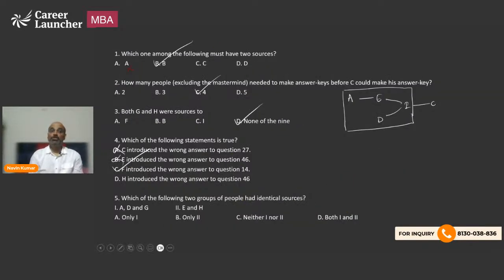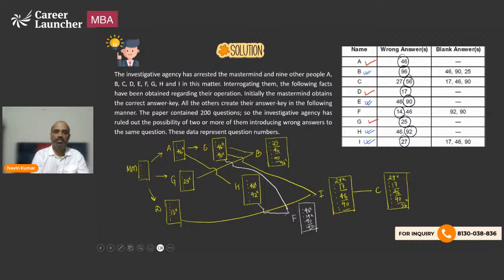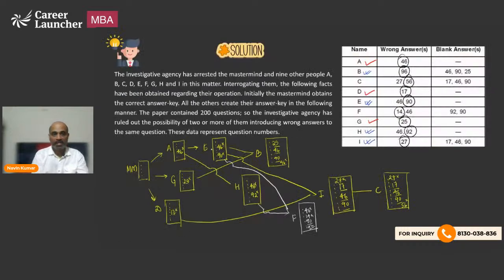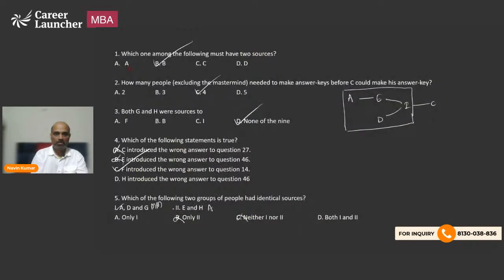Next, which of the following two groups of people had identical sources? A, D, and G. Do they have identical sources? Yes, they have their sources as mastermind. So this is true. So second is not true. C is not true. Okay, E and H. E's source is A, H's source is also A. So they both have the same source, A. So this is also true. So the correct option will be option number 2. Right?